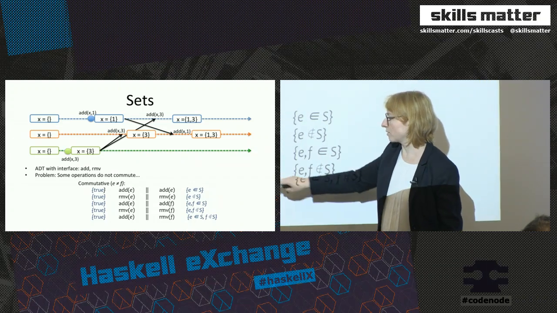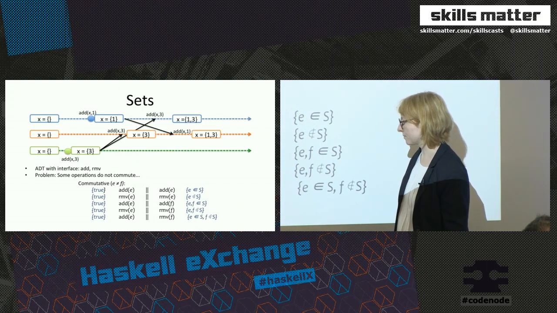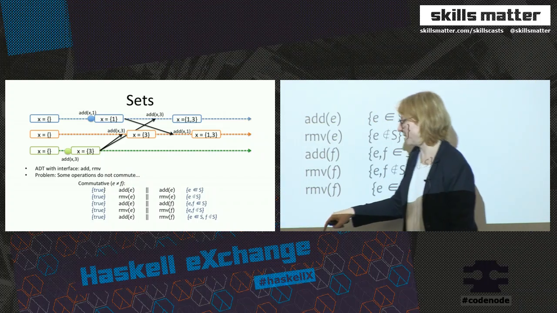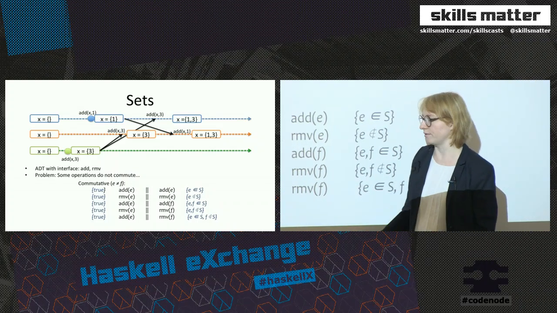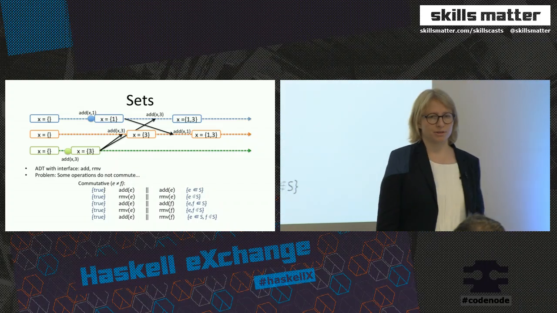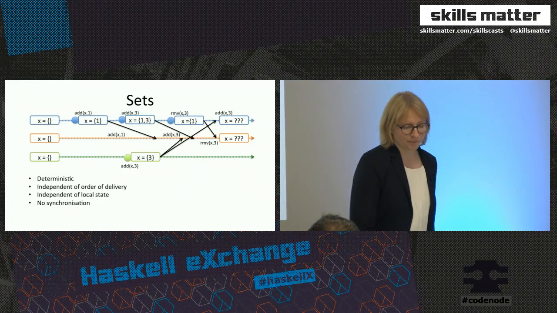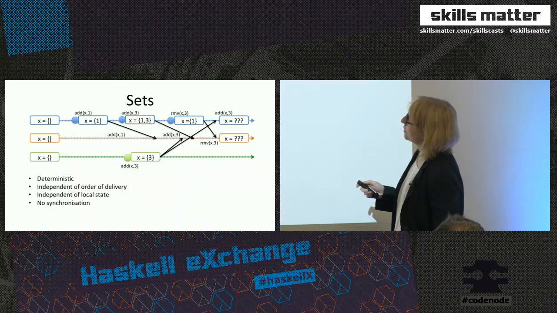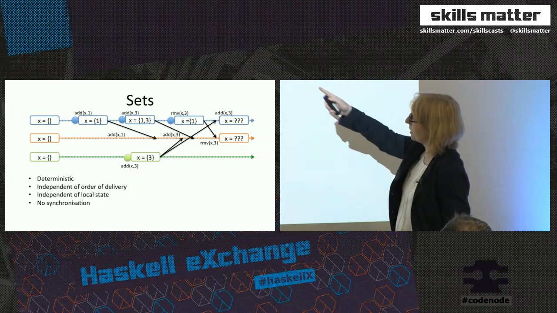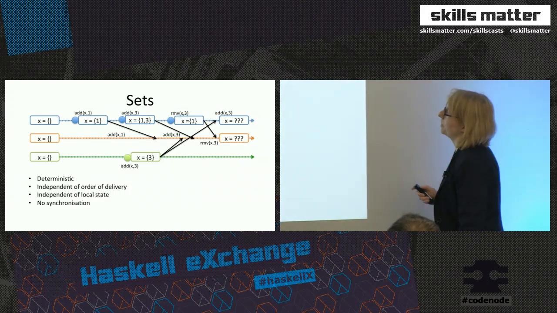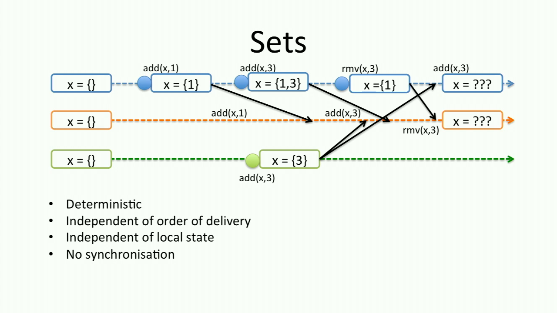If I'm removing different values, everything is fine. If I'm adding one value E, and removing another value F, everything is good. But there's one operation that does not commute, namely, if I start adding and removing the same value. So let's look at the execution depicted up here. What happens here? I have here replica 1, where I add 1 to the set. I add 3 to the set.